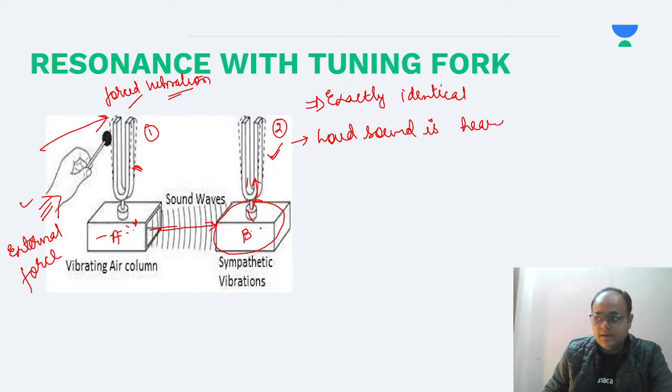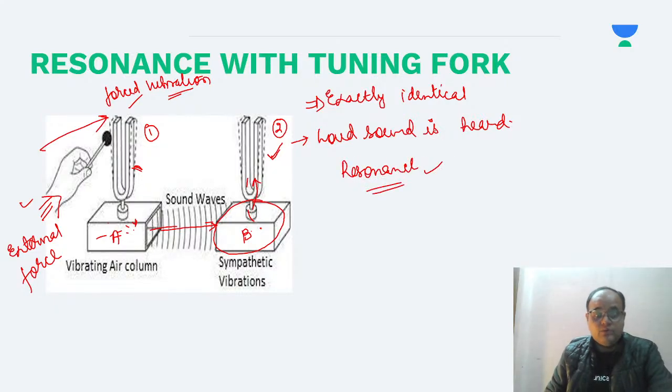And why does this happen? This happens because of resonance. The second tuning fork creates a loud sound and is set into vibration because it now resonates with the first tuning fork. The condition in this particular experiment that we have to keep in mind is that both the tuning forks should be exactly identical.